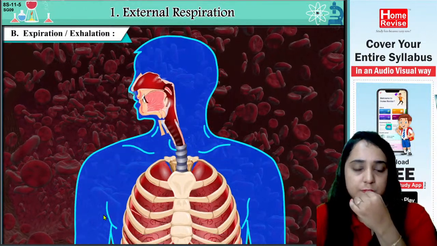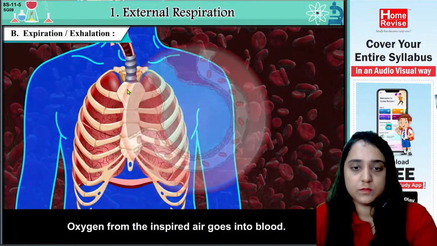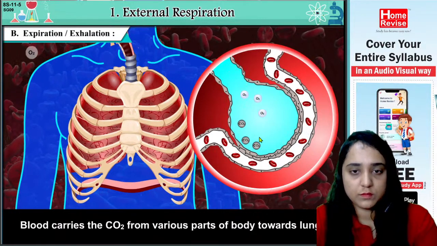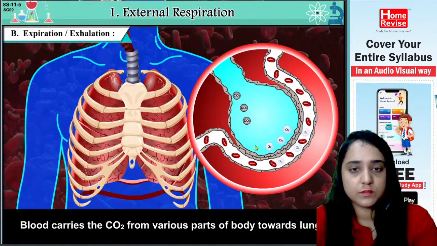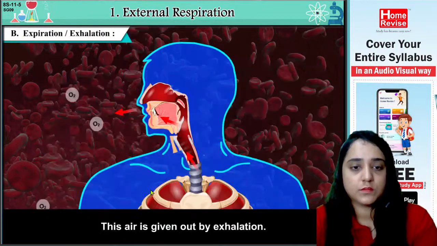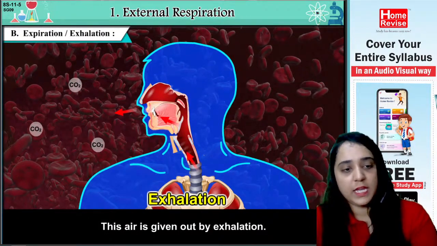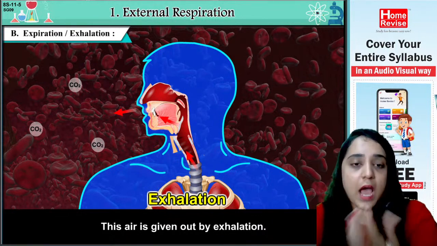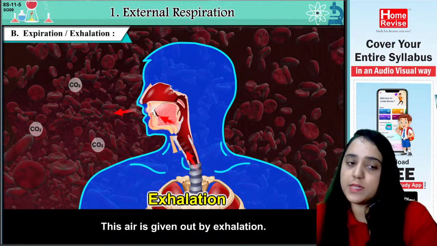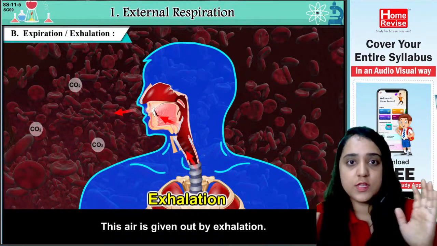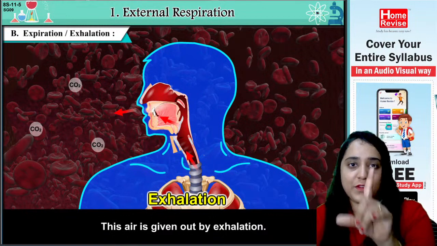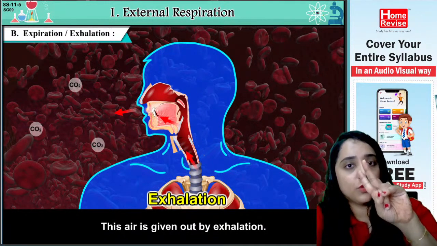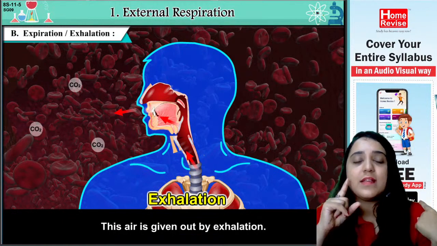Exhalation. Oxygen from the inspired air goes into the blood. Blood carries carbon dioxide from various parts of the body towards the lungs. This air is given out by exhalation. The carbon dioxide present in the body is given out through the nose, so it is called exhalation. So, the first part, external respiration, has two things: inhalation and exhalation.